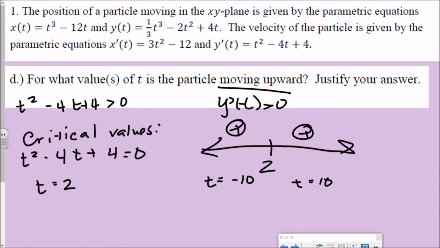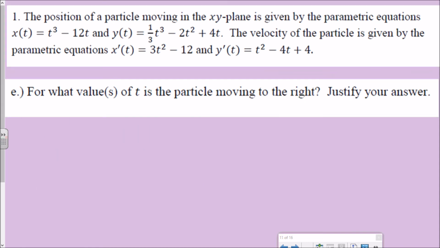Okay, so let's do the next one. All right, this next one says, for what values of t is the particle moving to the right? Justify your answer. In order to find that, I'm going to find where my horizontal velocity is positive. Here's how I'm going to do that. I'm going to take my x prime of t and first find the critical values.